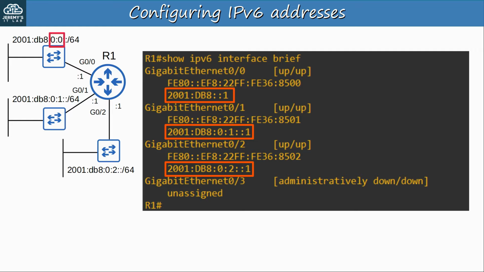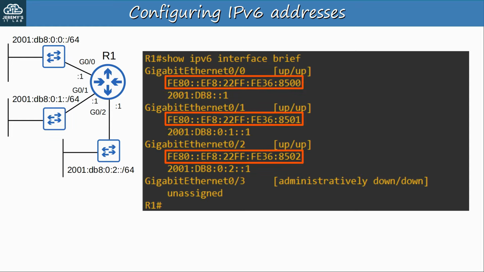To emphasize that the first 4 quartets are the network portion, I typed out these 2 zeros in the network diagram and when I entered the command. But they can be included in the double colon also, if you want to shorten the address as much as possible. Okay, next thing to point out, something you probably already noticed.